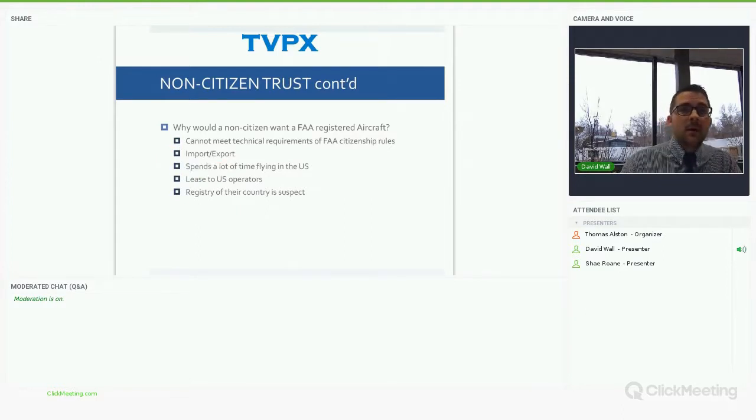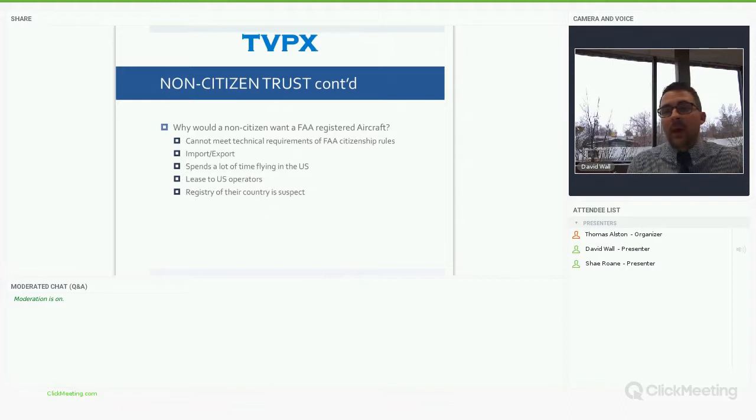The third point, we have a lot of clients who spend a lot of their time, or even a majority of their time, flying in the U.S. A lot of Canadian clients, a lot of Mexican clients end up, because of their business needs, flying a lot in the U.S., a large percentage, and feel more comfortable having FAA registration for the aircraft. This fourth point, we work with a number of lessors who put their aircraft into trust because they lease to U.S. operators who want it FAA registered. They have FAA pilots. They want the aircraft FAA registered.